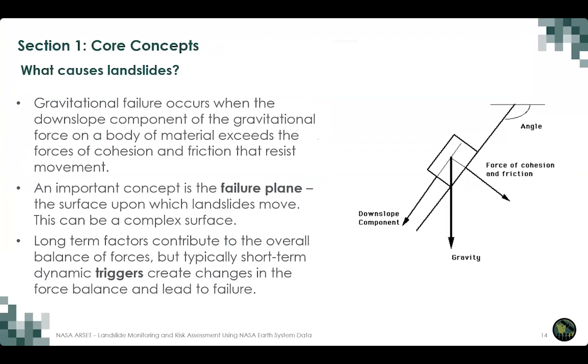And so what we're really thinking about are the longer term and short term balance of forces that can affect this overall force balance. On long time scales, we might think about how the angle of these failure planes might change. But on short time spans, there may be triggers, and we'll talk more about what that means, that will dynamically and rapidly change the overall force balance and lead to this gravitational failure.